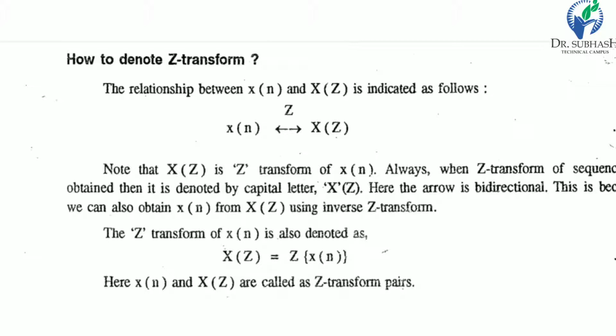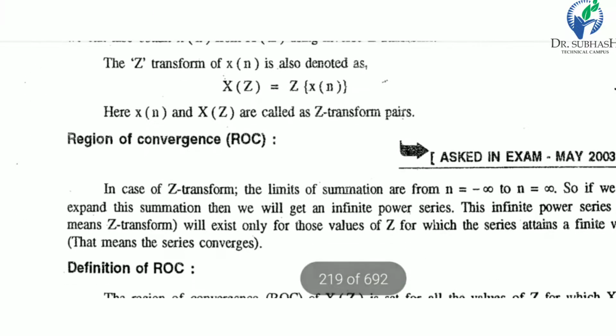So the Z transform of x of n is also denoted by x of z equal to Z of x of n. So here x of n and x of z are called Z transform pairs.